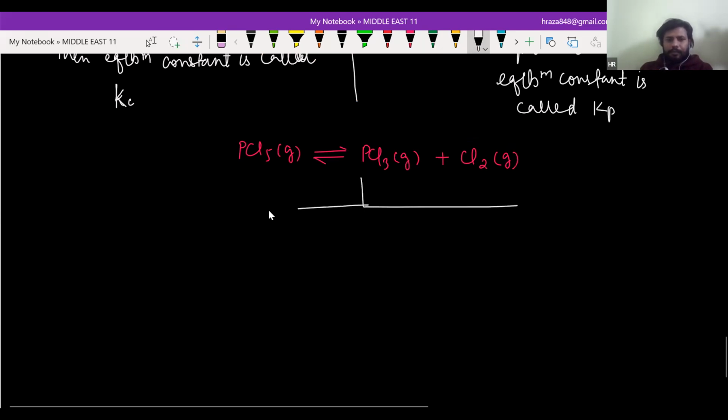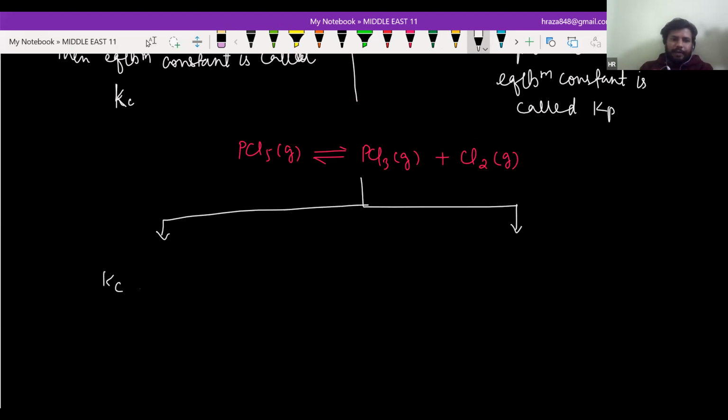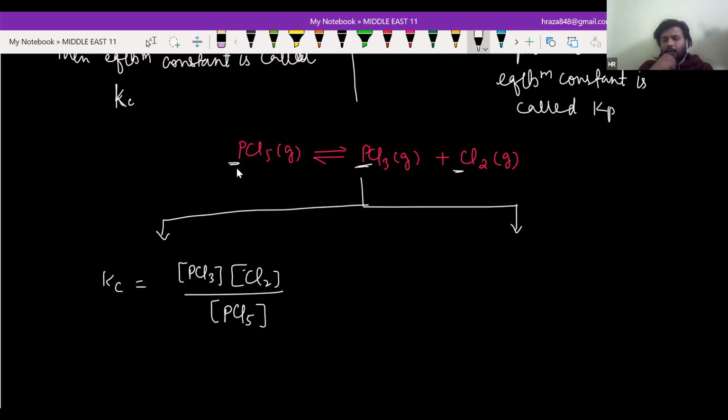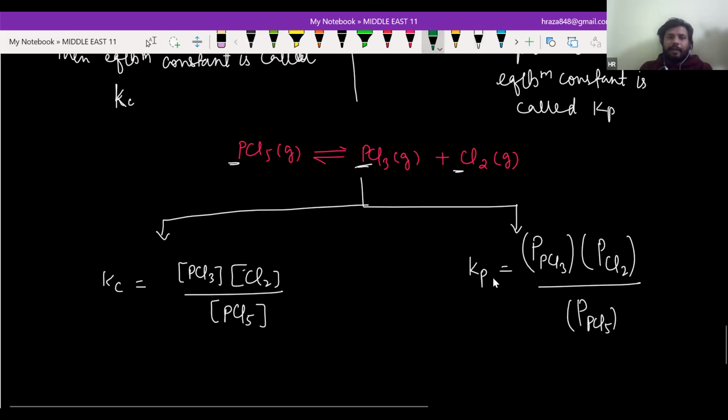First I'm going to write Kc and then Kp. Whether it is Kc or Kp, the concept will not change. First we write the product side in the numerator, so PCl3, and here you can see 1 as the stoichiometric coefficient, and here also 1. So the power is 1. Now in terms of Kp, the concept is the same. First you write the product side in the numerator, with P for pressure: P of PCl3, that represents the partial pressure of PCl3, into the partial pressure of Cl2, upon the partial pressure of PCl5. Is that clear, everyone?